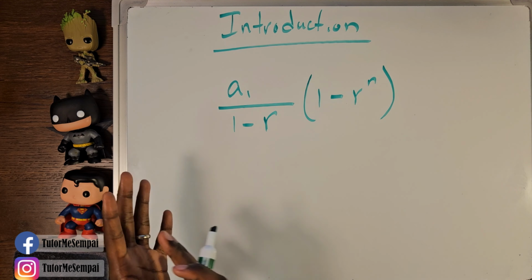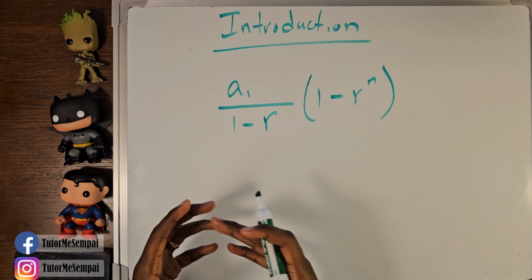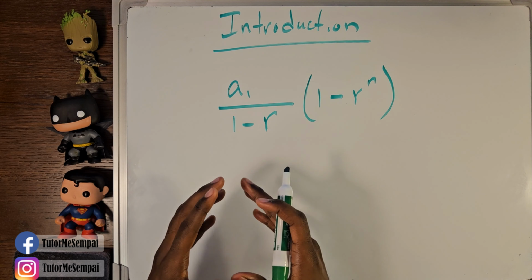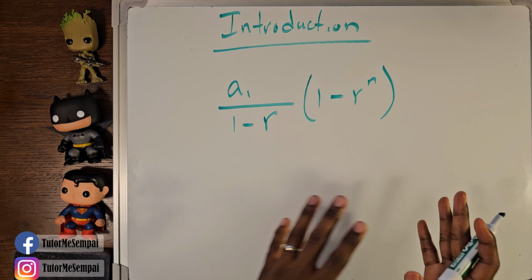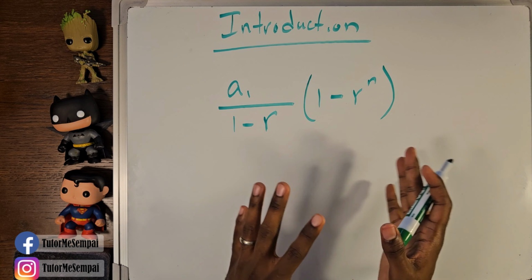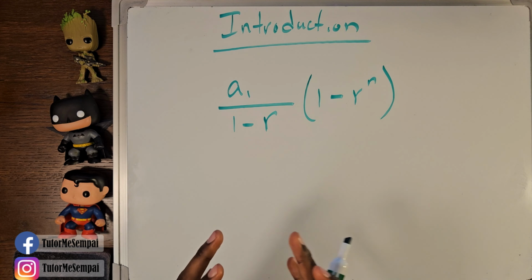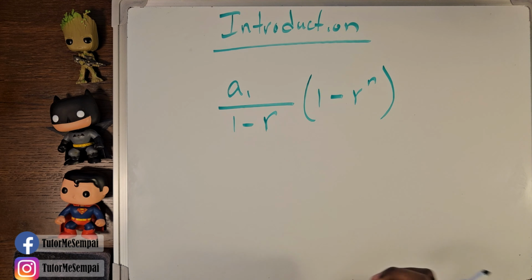And similar to our arithmetic counterpart, this is the formula that we're going to be using to evaluate our finite geometric series. However, unlike our arithmetic counterpart, this formula can actually also be used to evaluate some, not all, but some infinite geometric series. You'll see what I mean by that a little later on in this video.